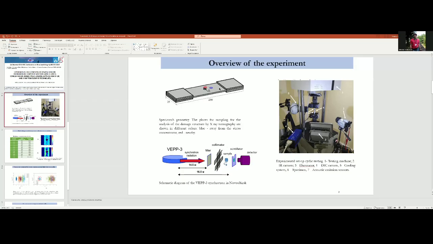Can you see my indicator? On the right side, it's a testing machine, with DIC, with thermographic camera, and acoustic emission gauge.